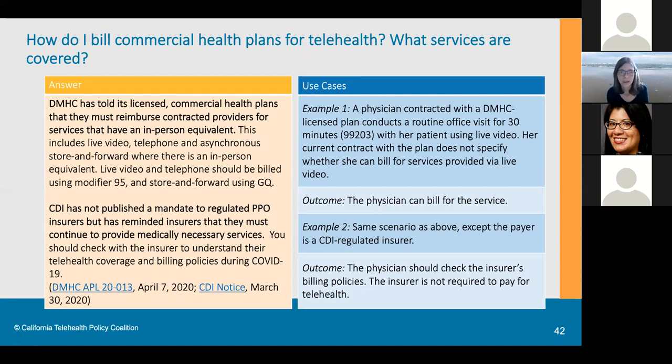All right, so use case: physician contracted with a DMHC license plan, routine office visit, 99203, using live video. Yes, bill for it.